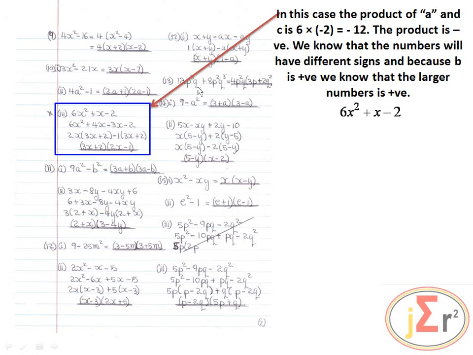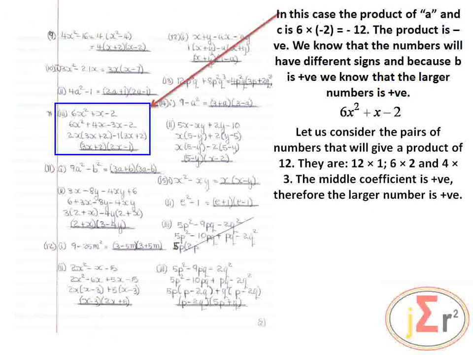In this case, the product of A and C is 6 times negative 2, which is equal to negative 12. The product is negative. We know that the numbers will have different signs. And because B is positive, we know that the larger number is positive. So we know, because the sign of the product is negative, that the two numbers will have different signs. The sum is positive. Therefore, of the two numbers that have different signs, the larger one is positive.